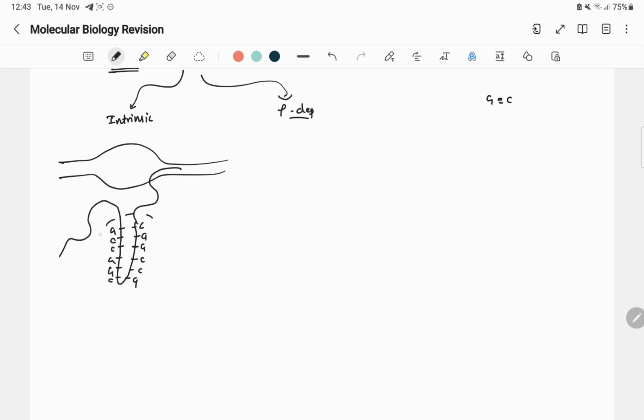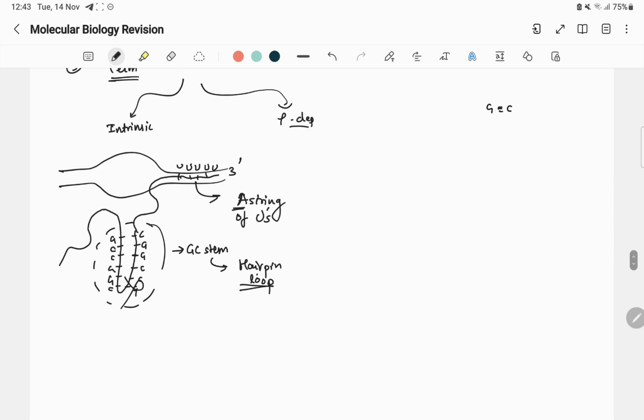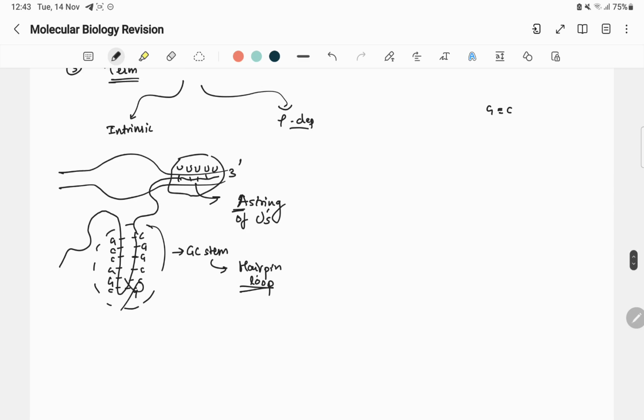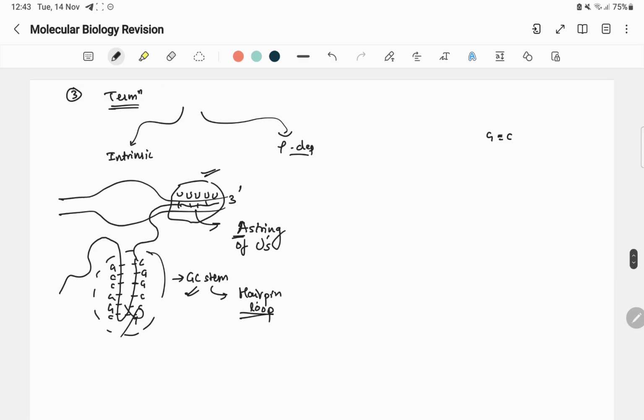This loop-like structure is called the GC stem, and due to this hairpin loop the process is blocked. Or here you can have a string of U's at the 3' end, which will bind with A's and block it. So there are intrinsic signals like a string of U's or GC stem formation, which will terminate the transcription process.